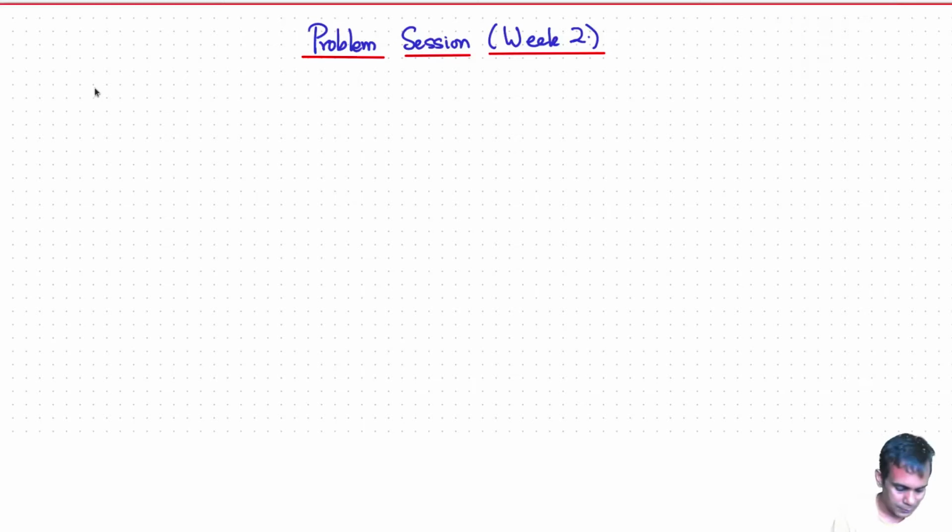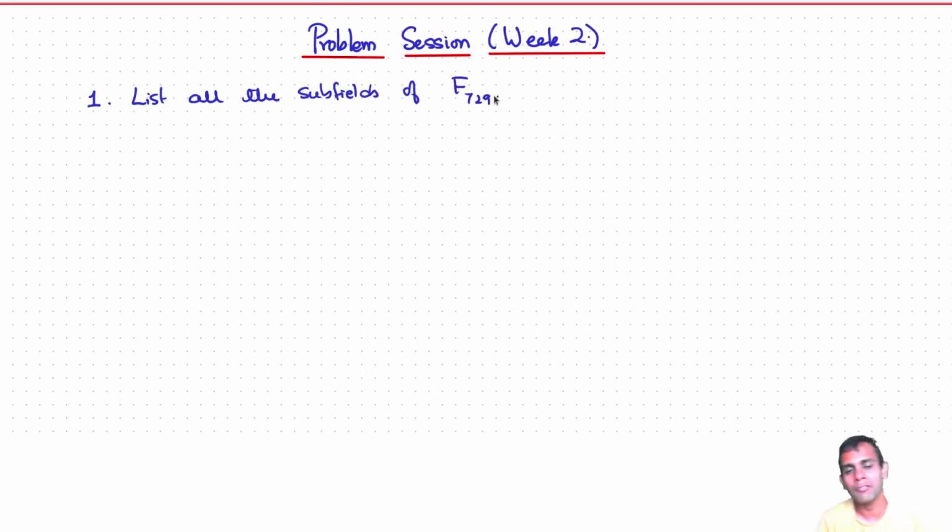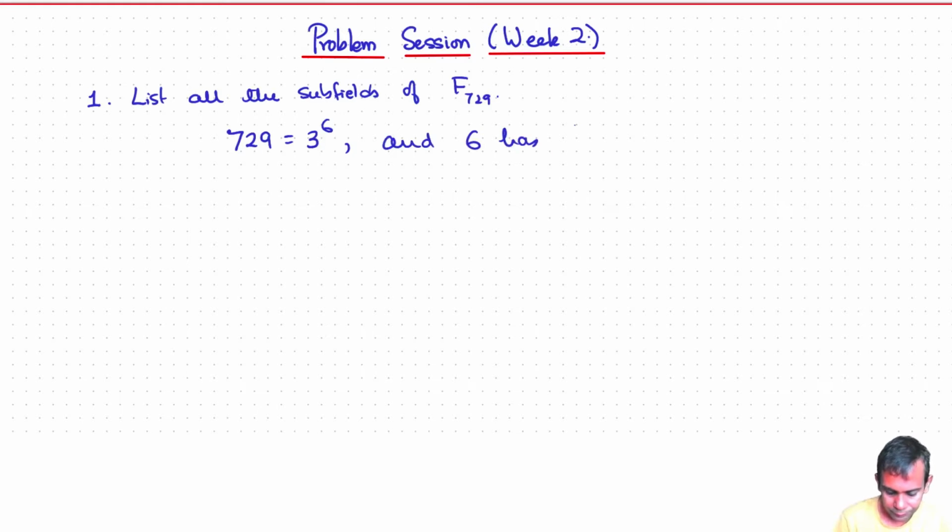Let's solve some problems. The first problem: list all the subfields of F729, by which I mean a finite field of order 729. So 729 is 3 to the power 6, and 6 has factors 1, 2, 3 and 6.